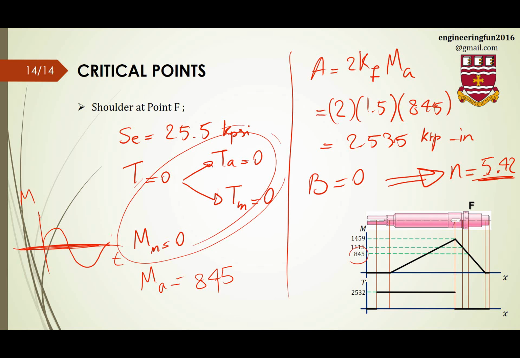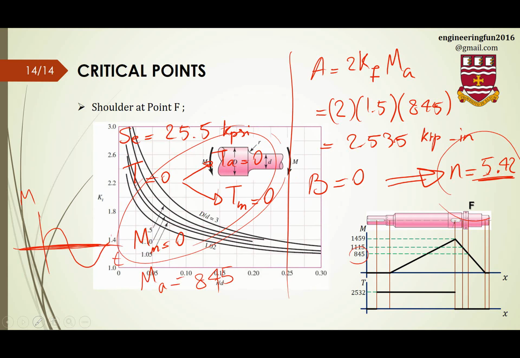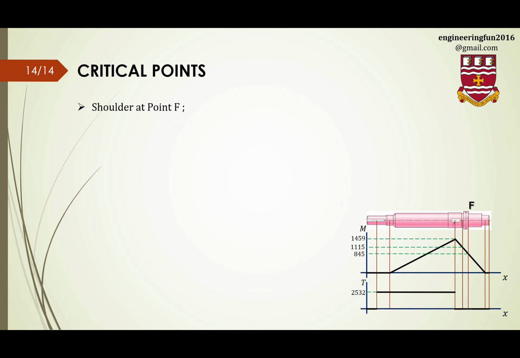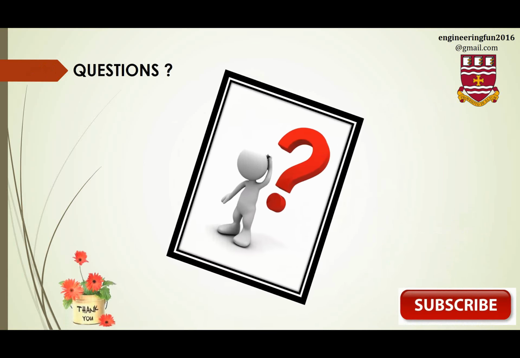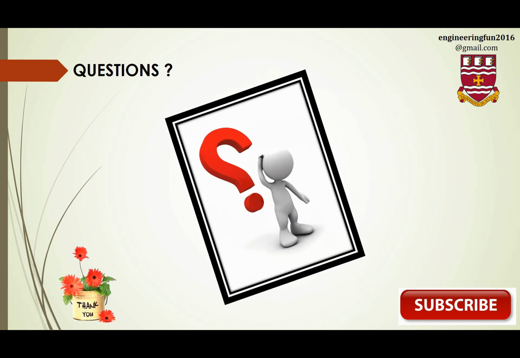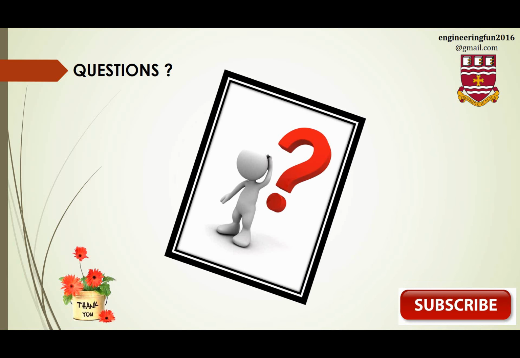Okay, so we analyzed all the critical points for this problem, and for each point we found one safety factor. In the next lecture, we're going to continue this example by finding the deflection at each point, and then we can check if the deflections are acceptable or not.